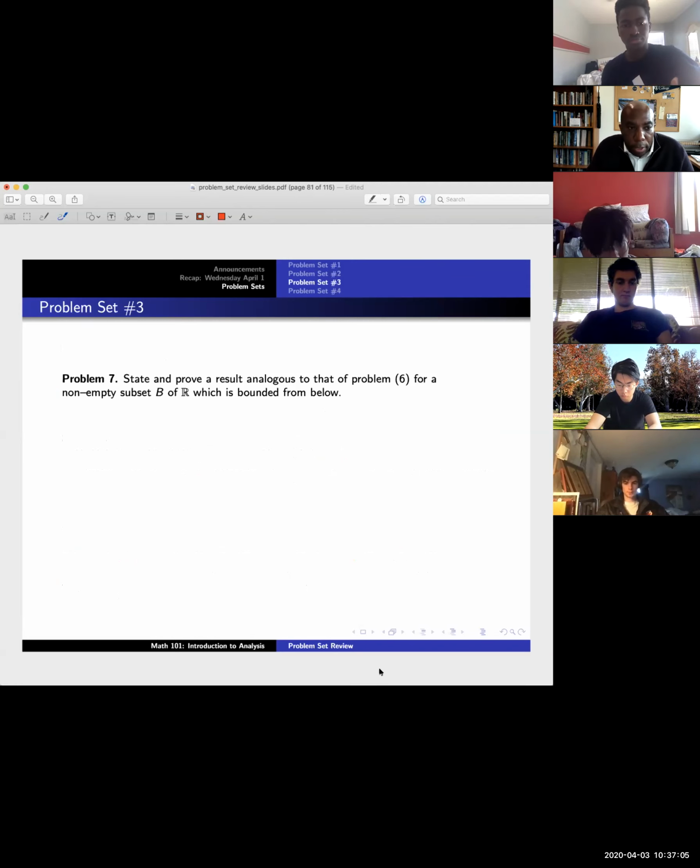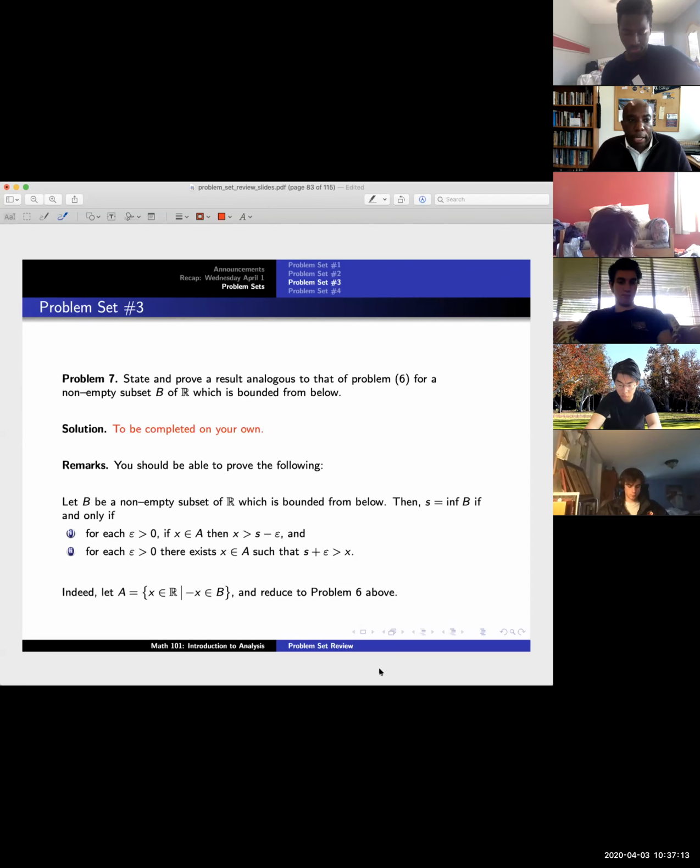Problem 7 said to prove an analogous result from problem 6, but now for infimums. I do want you to show this on your own, but as a hint, this is really what you should show. If you're stuck on how to do this, the inequalities do get moved around, but the idea is that if you start with B, you construct this set A, which looks like negative B. Just here in the slides, I've written down the statement that you should attempt to prove. Any questions here on problem 7?